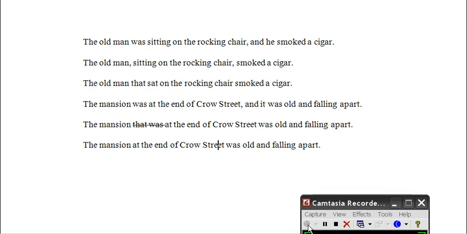Another way to look at this is like we did up here. Simply get rid of weak verbs and see if there's a way we could then read it without that. It's like, oh, wait a minute, then I don't need and in it, because I can now have it as the mansion at the end of Crow Street. I need was now, so I would put was back: was old and falling apart. So there are different ways to think about it. One is just look for weak verbs and see if the sentence makes sense without it. In this case, it does.